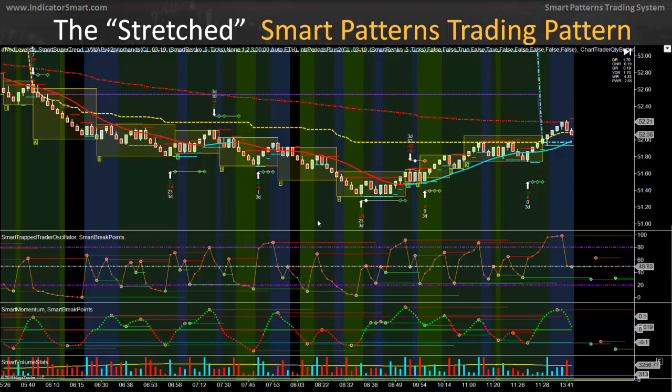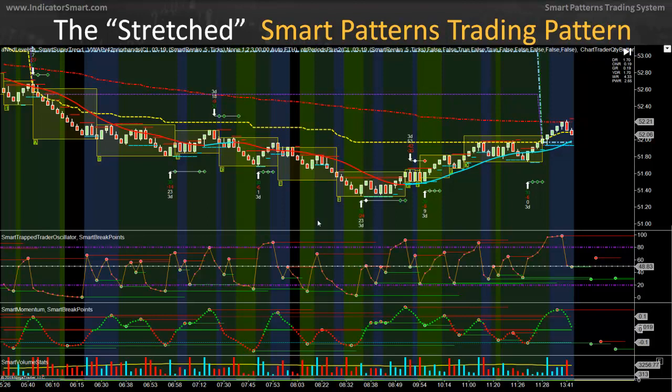The smart momentum had gone above a prior line, in fact above several of them, and the trap trader oscillator was above several of them also, and that particular one was wrong and ended up being a loser.